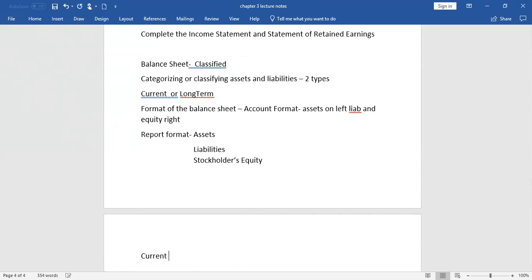Let's first make sure we understand what a current asset is. On your adjusted trial balance, you're not going to have the words current assets. What you're going to do is look at your adjusted trial balance and say, what are the assets? And then you're going to ask yourselves, which assets will be used up by the end of the next accounting year? So you're going to use it all up, or you're going to collect it within the next accounting year.